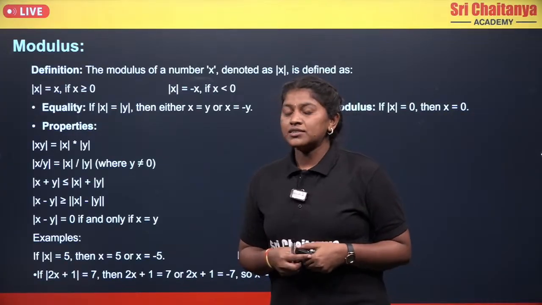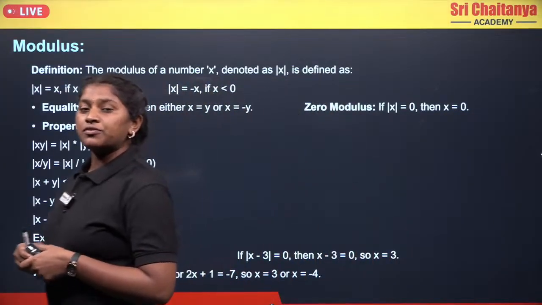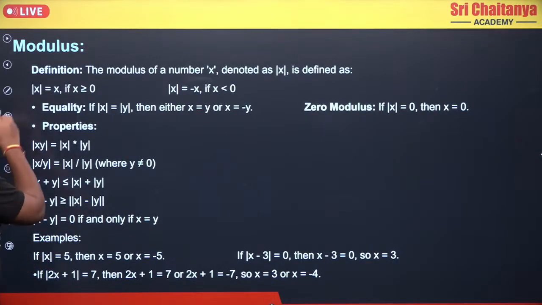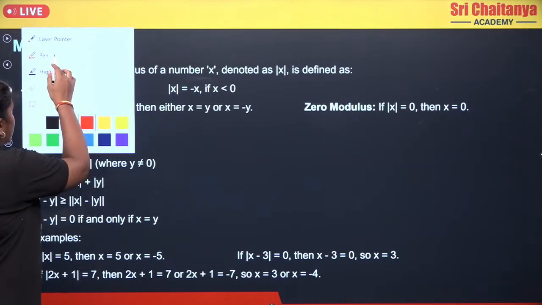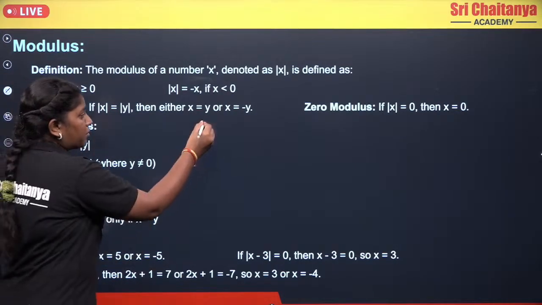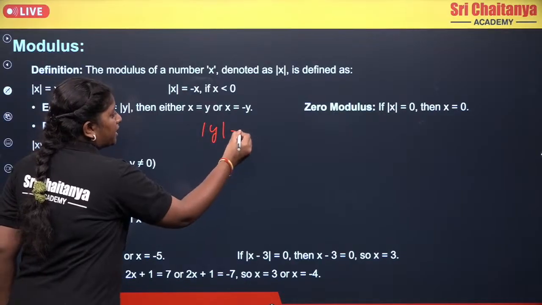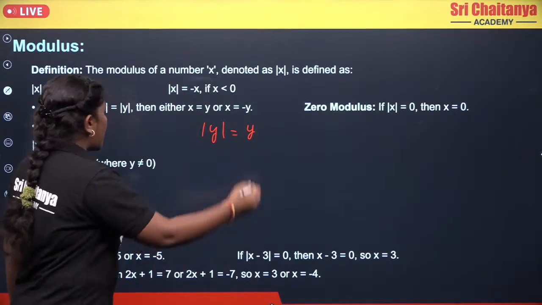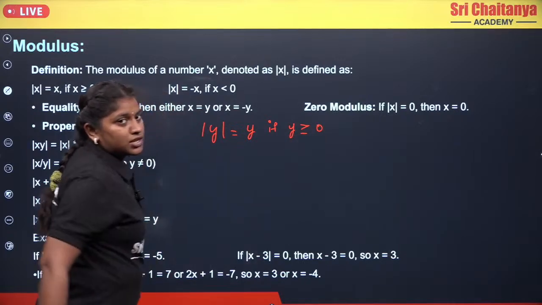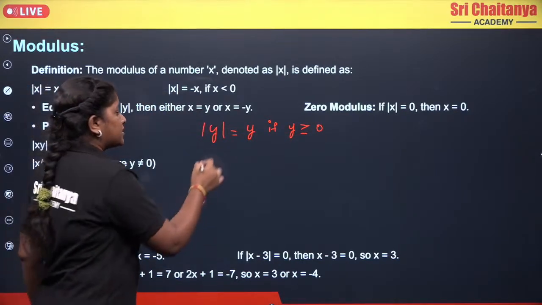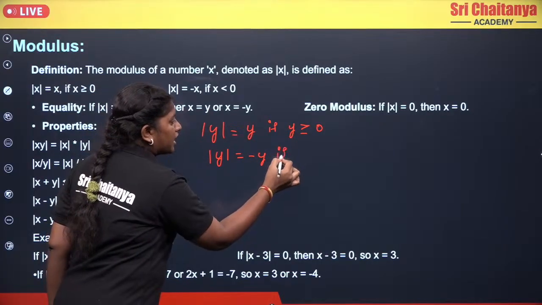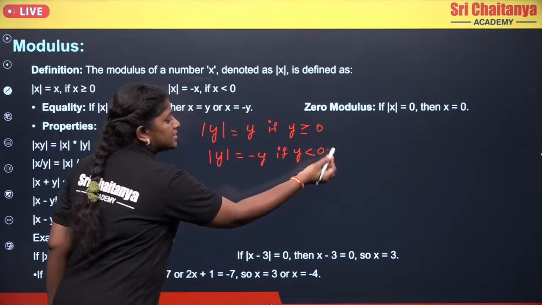Coming to the modulus, we know that the modulus of any variable or number is represented by mod x. Here we have two different conditions. If I consider mod y, it will be equal to y if the y value is greater than or equal to 0. And the same mod y will become minus y if we have a y value less than 0.